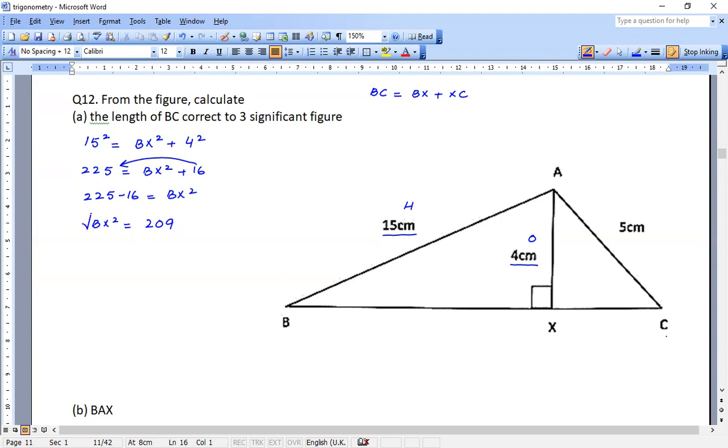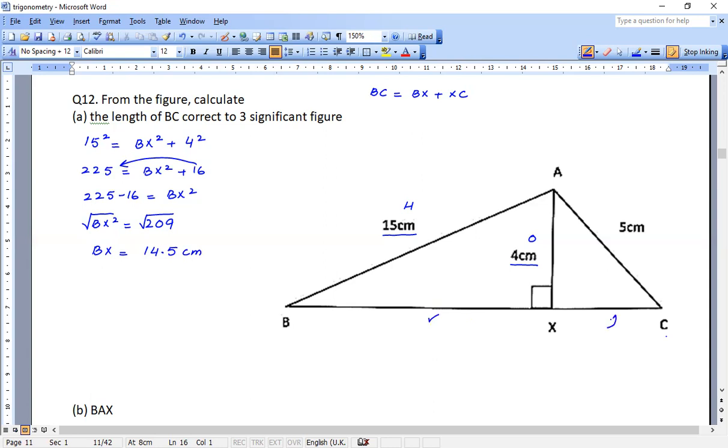To find out the value of BX, I'll take a square root on both sides, and the square root of 209 is going to be equal to 14.45. Do not forget that I have to give the answer up to three significant figures. So 14.45 will be rounded off to 14.5 centimeter. This is the length of part 1, which is BX.